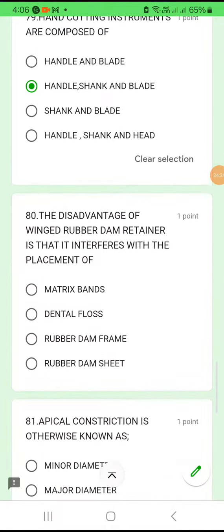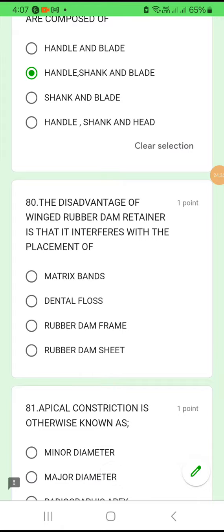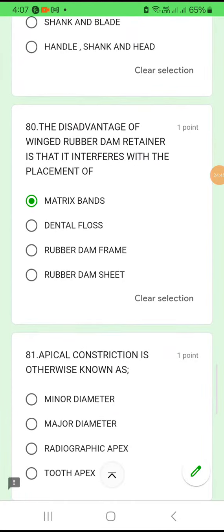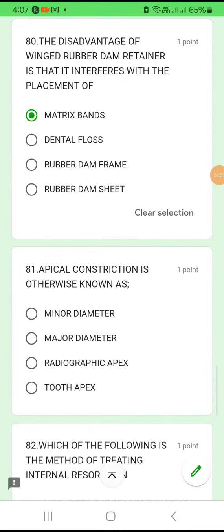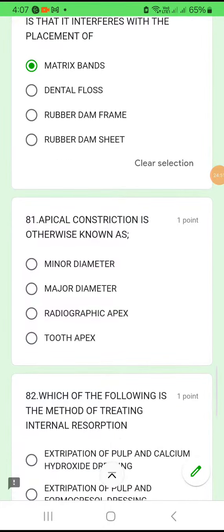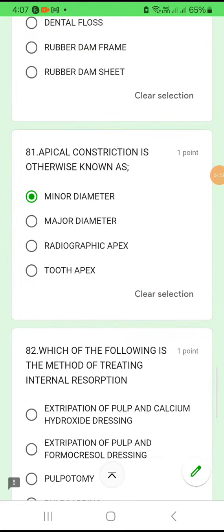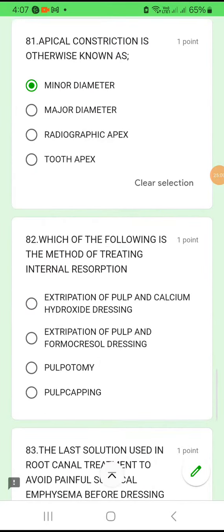Now, question number 80. The disadvantage of winged rubber dam retainer is that it interferes with the placement of what? It will interfere with the placement of a matrix band. That is why it is a disadvantage of the winged rubber dam retainer. It interferes with the matrix band. Question number 81. Apical constriction is otherwise known as what? Minor diameter. Easy question. Apical constriction is minor diameter.